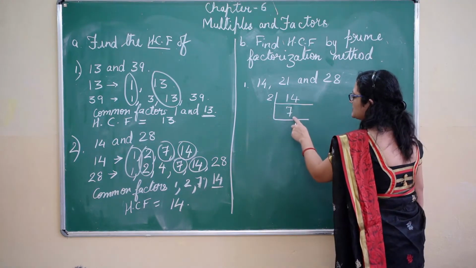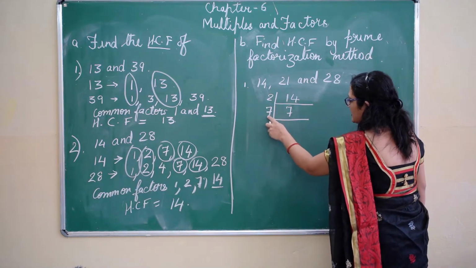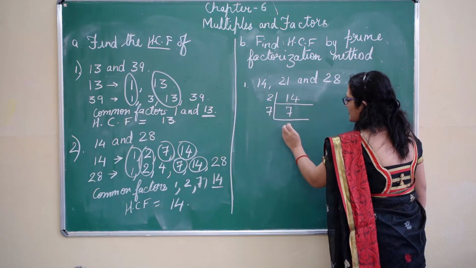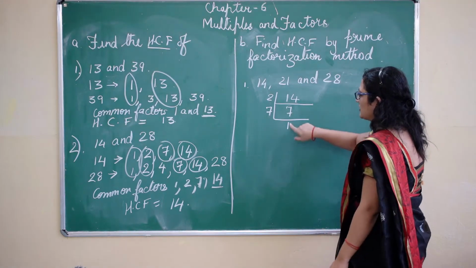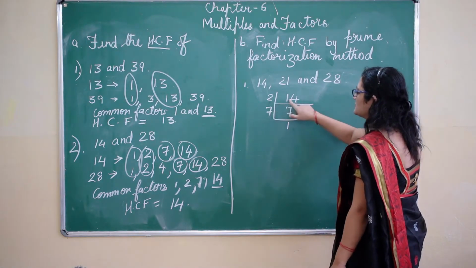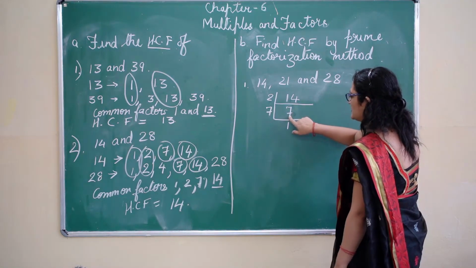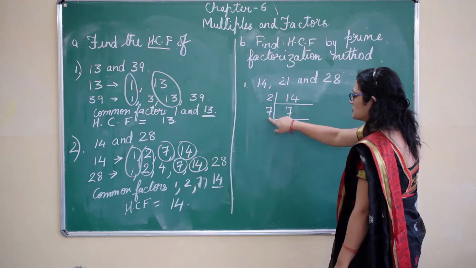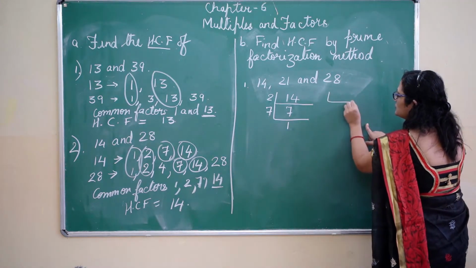Now 7 comes in the table of 7 only. 7 comes in the table of 7 how many times? 1 time. So 7 ones are 7. In the table of 2, 14 comes 7 times, so we write down 7. Now 7 comes in the table of 7, so 7 ones are 7. When the 1 comes, we'll stop and do the next thing.